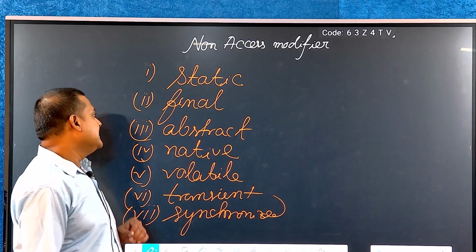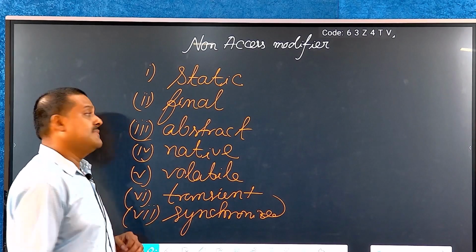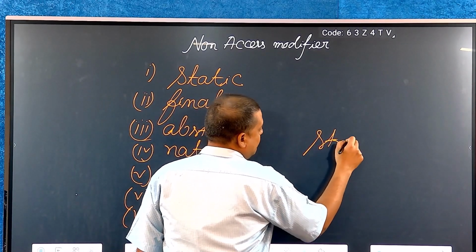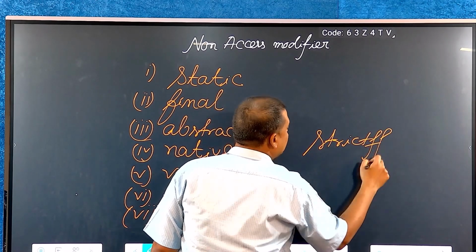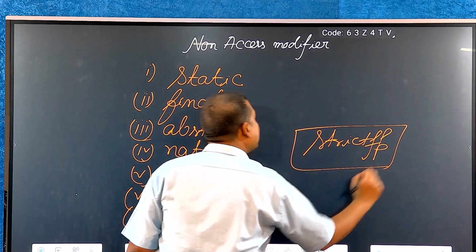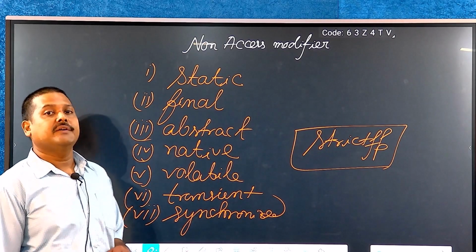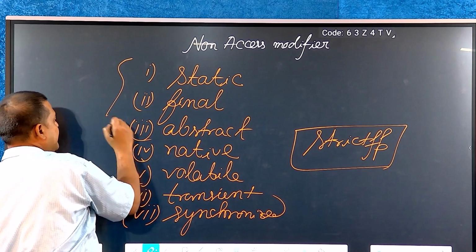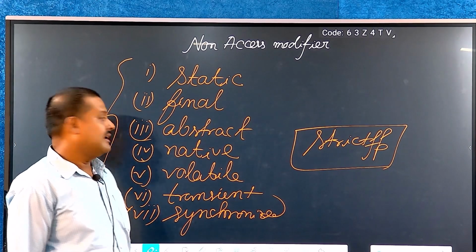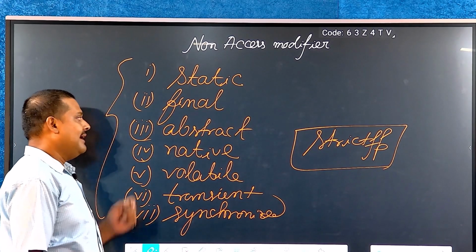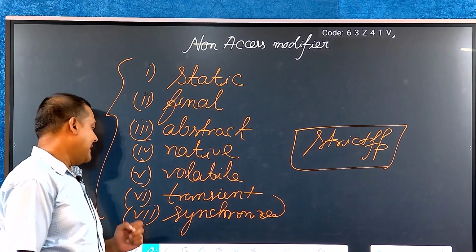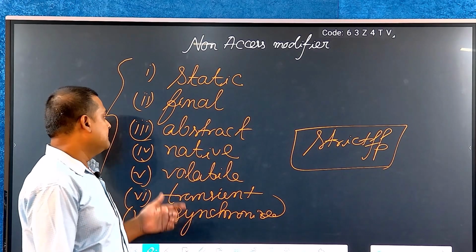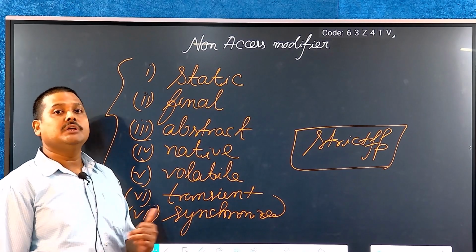Other than this, there was another non-access modifier, strictfp, but this is obsolete now. It is no longer used, but currently the non-access modifiers available in Java are static, final, abstract, native, volatile, transient and synchronized. In a different lecture, we will see how they work.